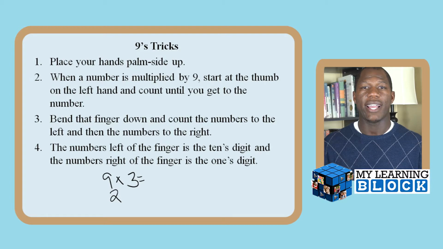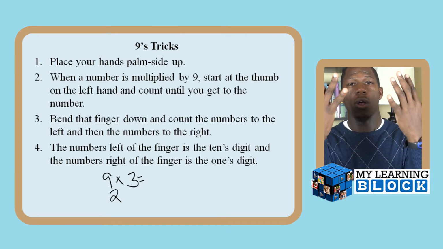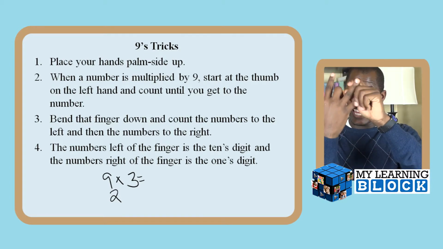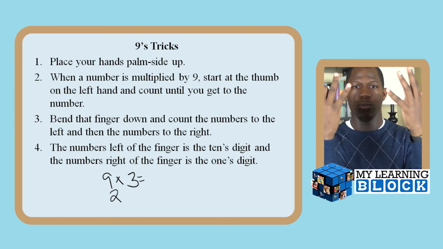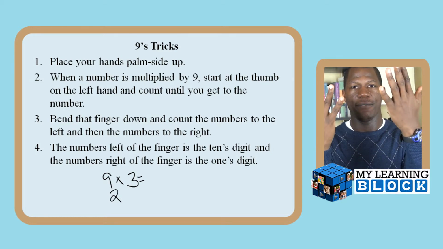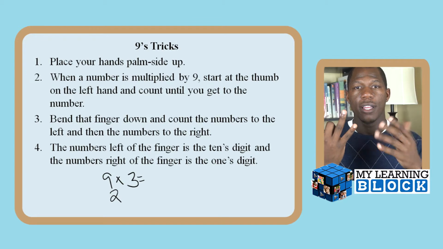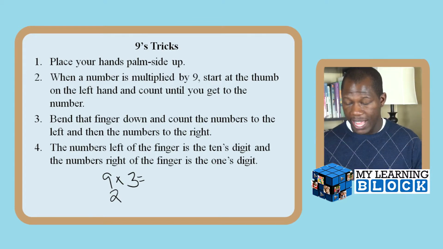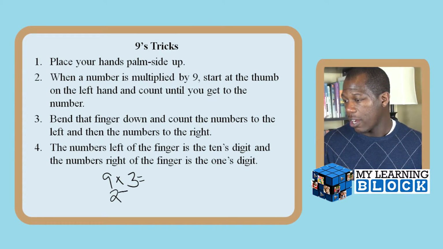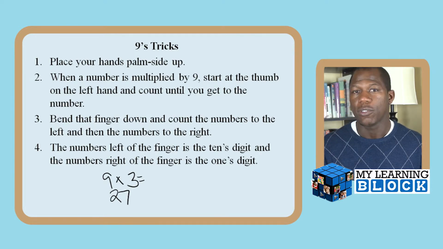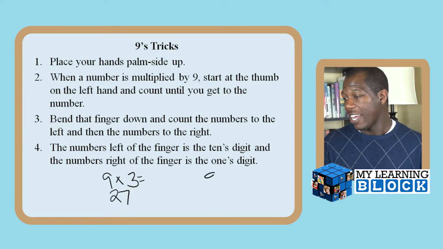Then I'm going to go back and count the fingers that I have to the right with these. 1, 2, 3, 4, 5, 6, 7. Now remember, I held that 3rd finger down, and I have 7 right here in my ones place. Therefore 9 times 3 equals 27. And it works, I promise you.